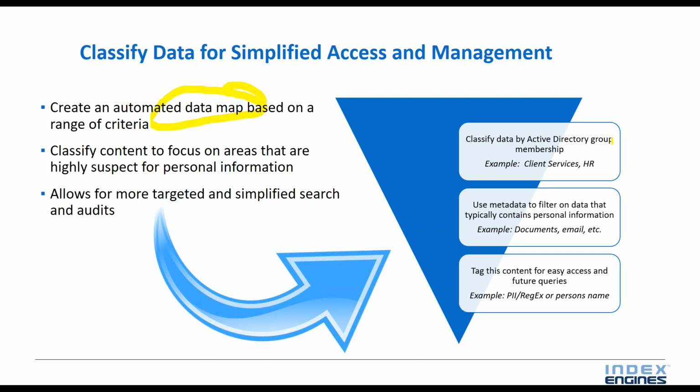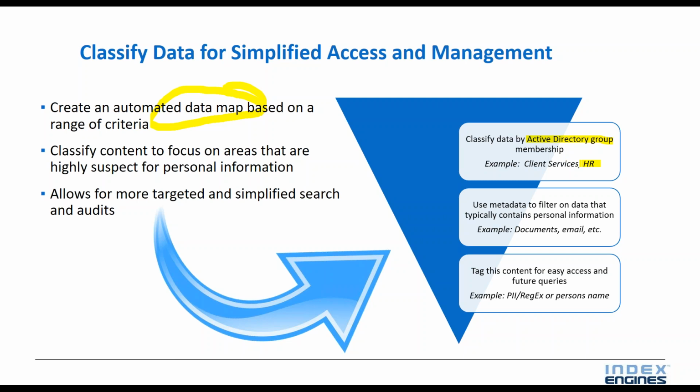So for example, if we classify data using Active Directory, Active Directory really allows you to look at data by department because all users are members of Active Directory groups. So for example, client services or HR. So if you say, show me all the data that's owned by HR, or human resources, out on the network, that's a classification bucket that allows you to make certain decisions about the content.